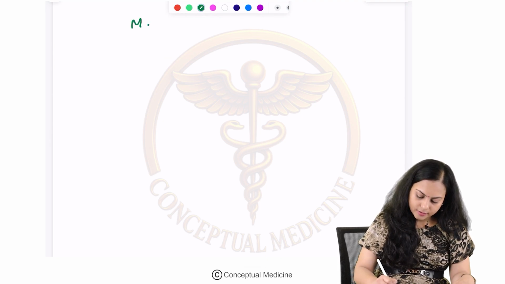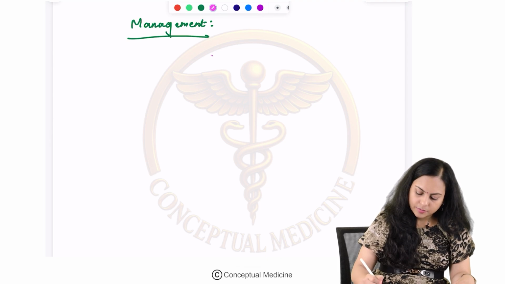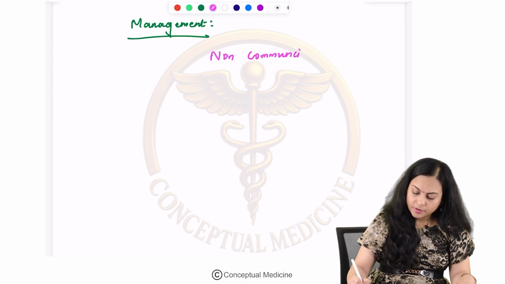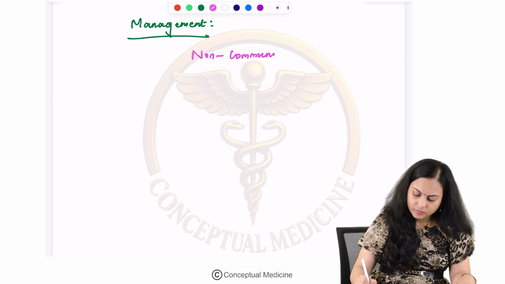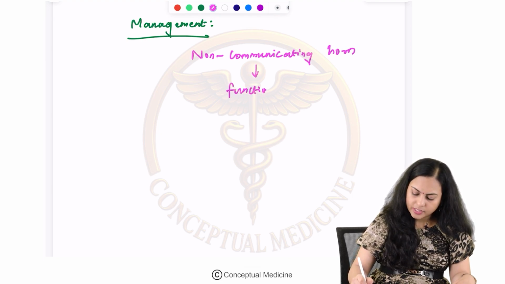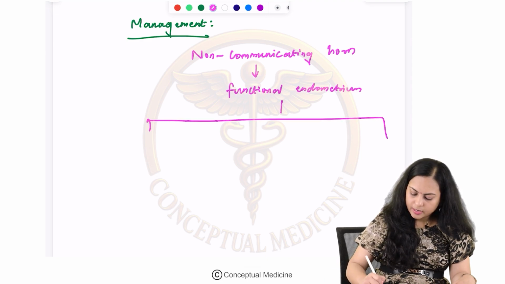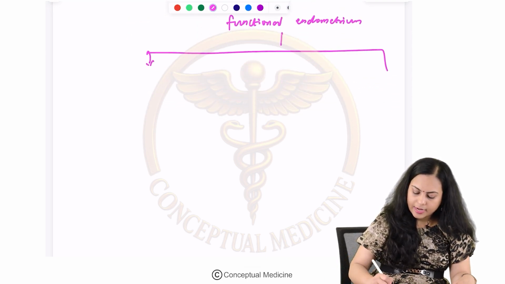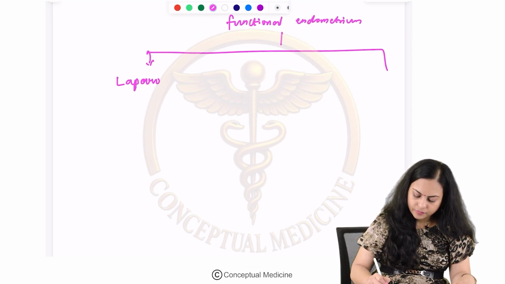So, management depends on the type of horn present. When you have a non-communicating horn, and it has a functional endometrium as well, you can either go for laparoscopic resection.